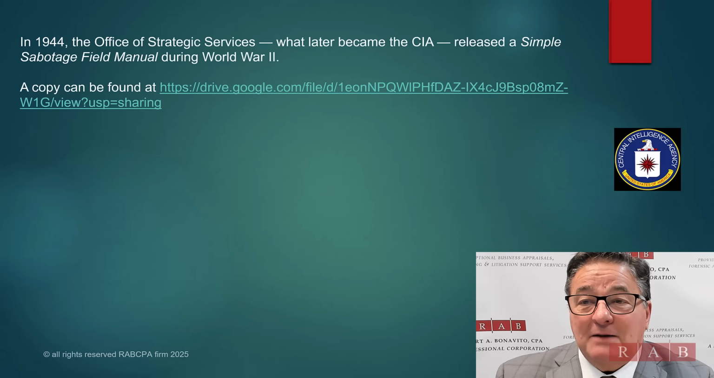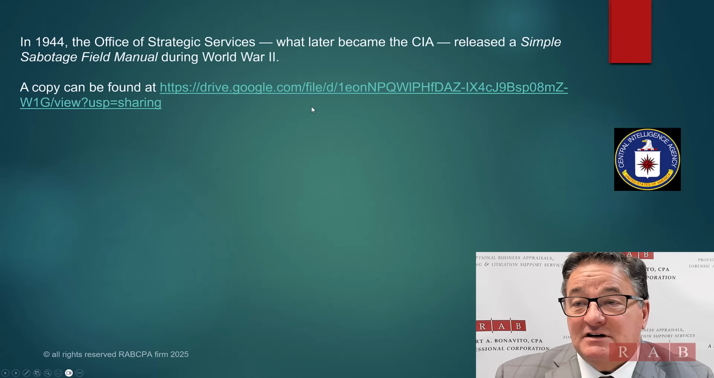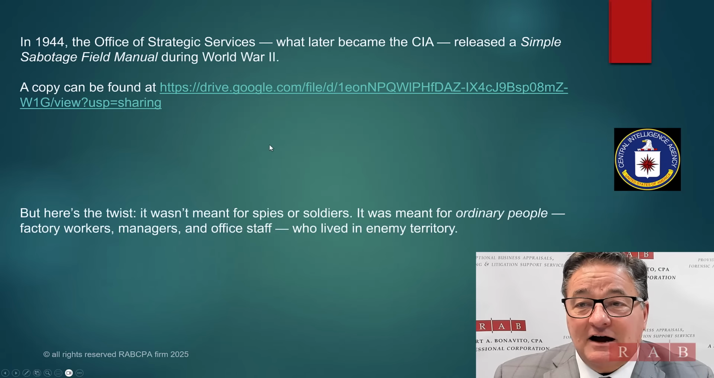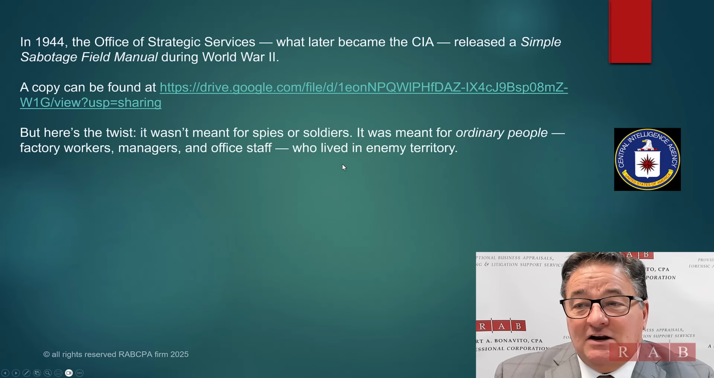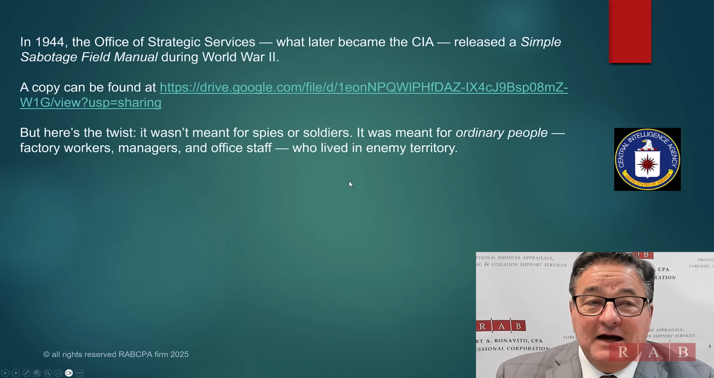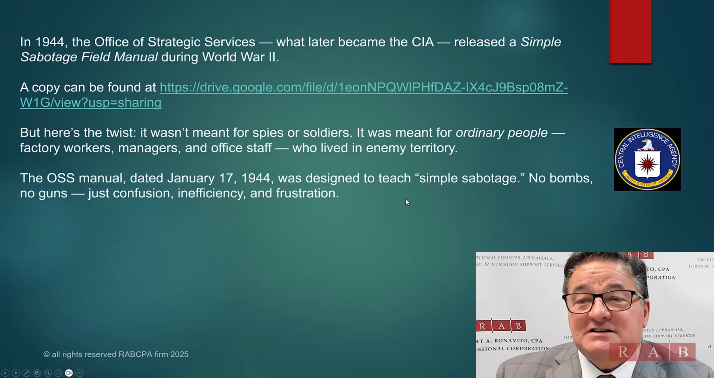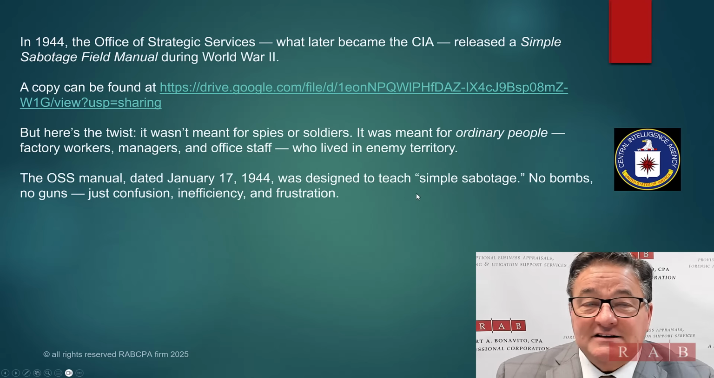If you want a copy of the whole manual, you can go to our Google Drive and download it. It's really interesting to read. And again, it's not about making bombs or anything. It's just how to confuse and slow down production behind the lines, mainly for the average person. It wasn't meant for spies or soldiers, just for ordinary workers, managers, and things like that. Again, this is 1944, and it's just simple sabotage techniques.